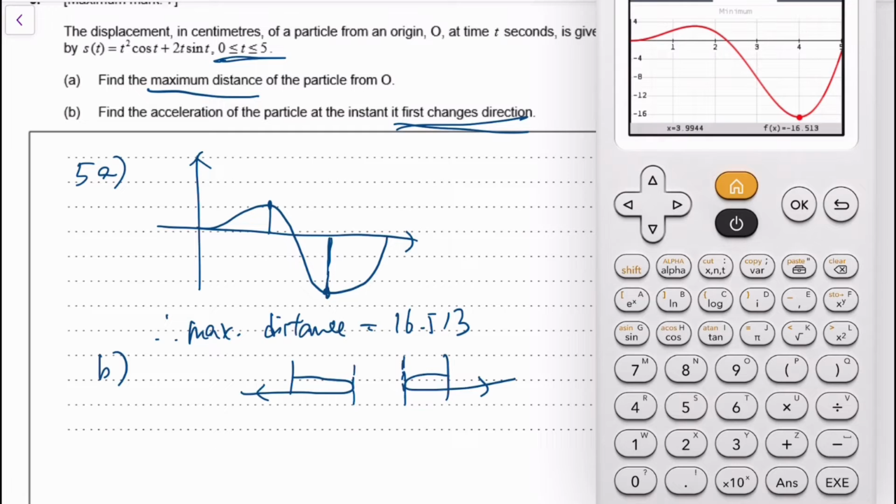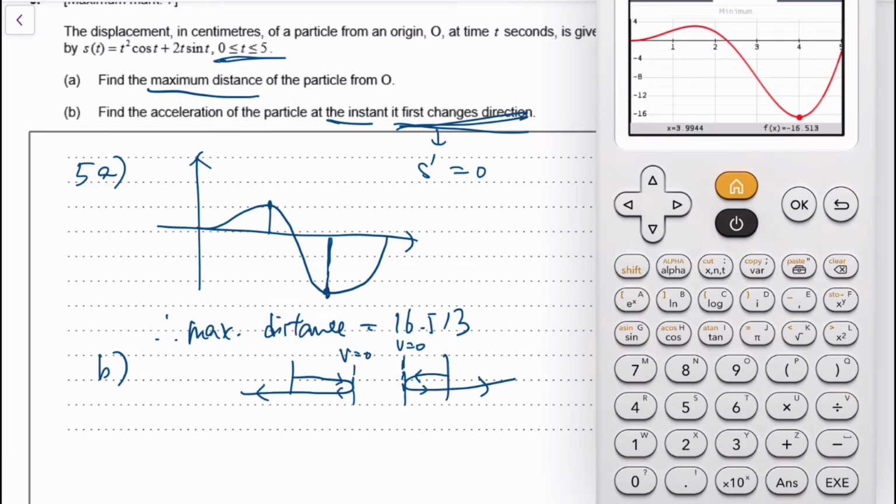Right at the moment that you change direction, your velocity is 0, right? Because before you change, you're going right, so your velocity is positive. After, your velocity is negative. So right between, your velocity is 0. Same thing here. So change direction means the velocity is 0. Velocity is the derivative of displacement. So that means change direction means the derivative of s should be 0.